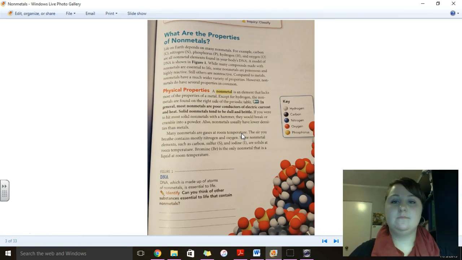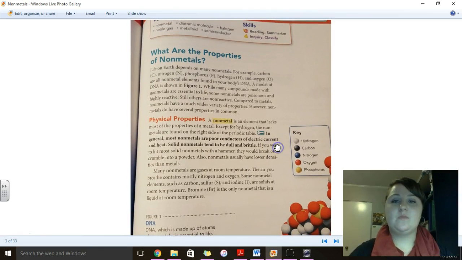Nonmetals. What are the properties of nonmetals? Life on Earth depends on many nonmetals. For example, carbon, nitrogen, phosphorus, hydrogen, and oxygen are all nonmetal elements found in your body's DNA. A model of DNA is shown in Figure 1. While many compounds made with nonmetals are essential to life, some nonmetals are poisonous and highly reactive. Still, others are non-reactive. Compared to metals, nonmetals have a much wider variety of properties. However, nonmetals do have several properties in common.